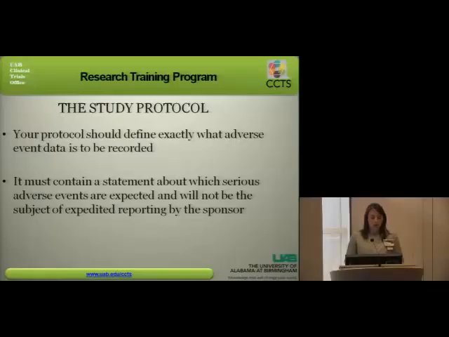The study protocol. Now, your protocol should define exactly what adverse event data is to be recorded. It must contain a statement about which serious adverse events are expected and will not be the subject of expedited reporting by the sponsor.